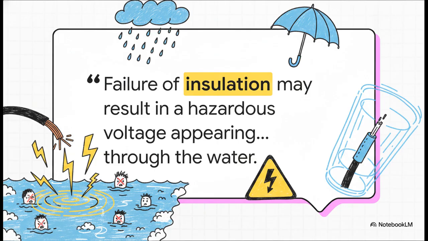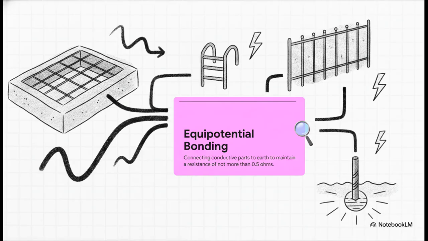It's a sobering thought. To prevent that terrifying scenario, engineers use an absolutely crucial solution called equal potential bonding. Honestly, this is arguably the most vital concept for pool safety. Equal potential bonding means connecting every conductive part near the pool. We're talking the steel reinforcing mesh inside the concrete shell, the metal ladders, the conductive pool fences within arm's reach. All of it goes back to the installation's earthing system. The standard mandates that the resistance between these bonded parts cannot exceed 0.5 ohms.